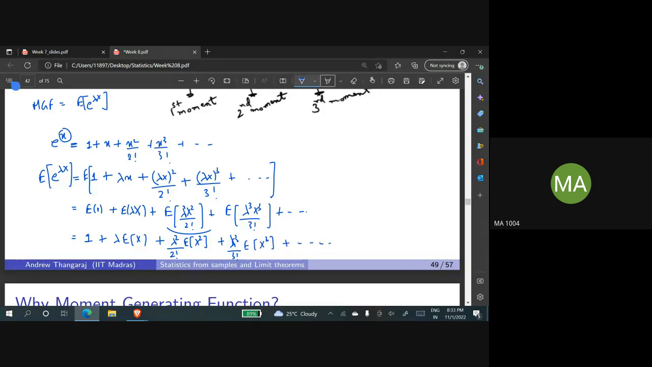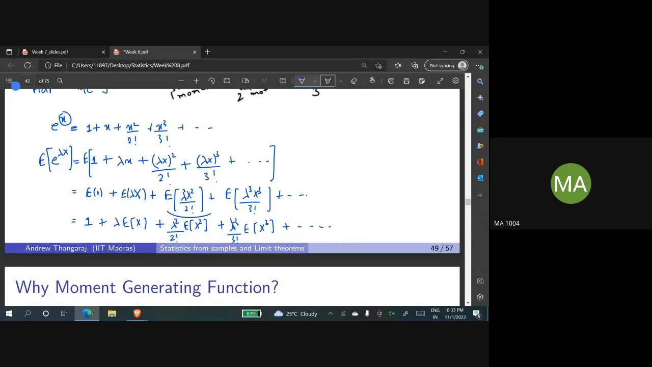Okay. So you see that the second term, you have lambda times expected value of x. Third term, you see you have a term called expected value of x square. From there, you see you have expected value of x cube. So you must be aware of different moments of a random variable.